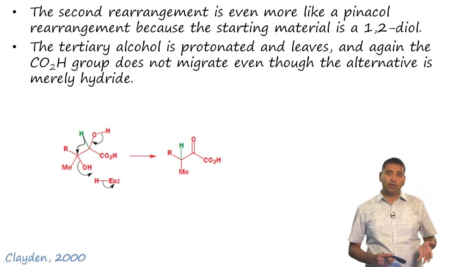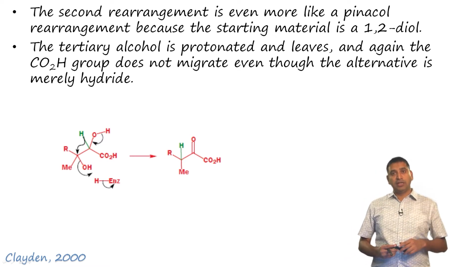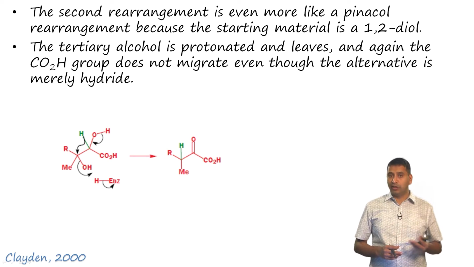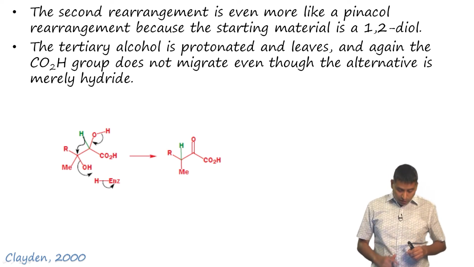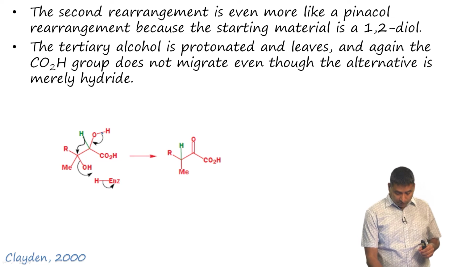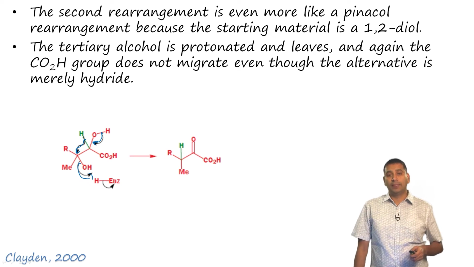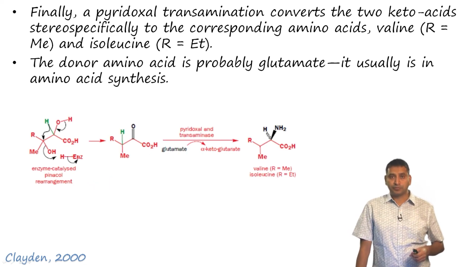So, the tertiary alcohol is protonated and leaves, and again the carboxylic acid does not migrate even though the alternative is merely hydride. Okay. So, here you again have the shift of this carbon hydrogen hydride here to kick out hydroxide ion to give you the product as shown here.